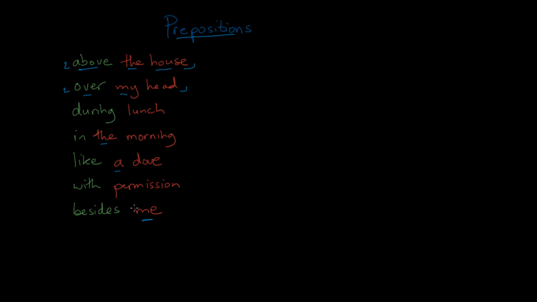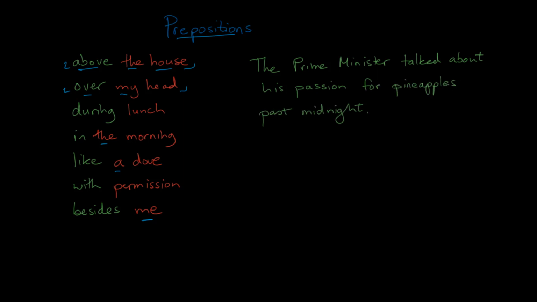All right, let's talk about a sentence here then, and I'll write it out first. This sentence goes, "The Prime Minister talked about his passion for pineapples past midnight." Now, as you look at the sentence, you can see that it contains a few prepositional phrases. So we have about his passion, we have for pineapples, and we have past midnight. And if you put all these between parentheses, then all you would have is the core of the sentence, which is the Prime Minister talked, right? That's all we have here.